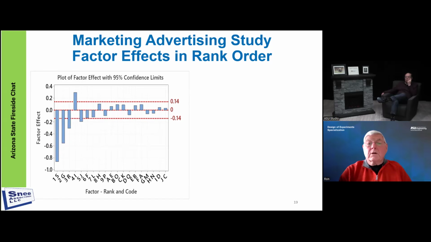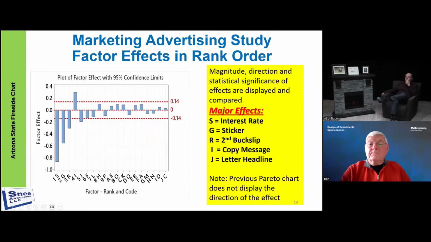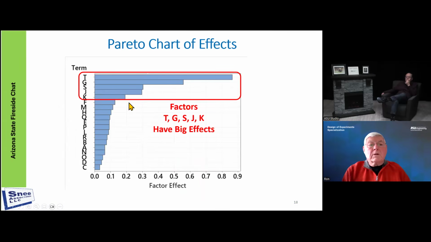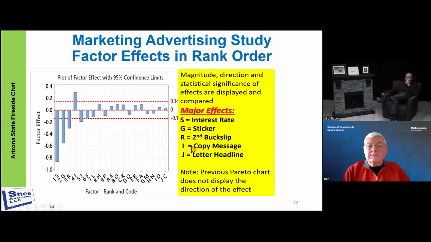Now, as I said earlier, there's theory, experience, and so forth that you're typically going to see somewhere around 3 to 6 important variables. So in this particular case, we have 5. These 5 effects are the interest rate, the sticker, buck slip, copy message, and so if you just go back a minute here, that's what these effects are, the names for these effects.